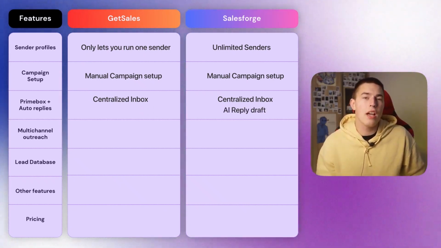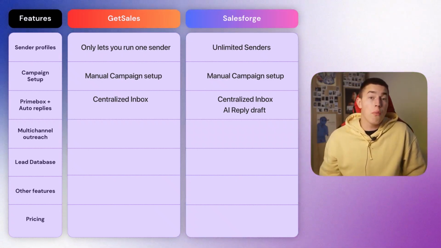But here's the difference. Salesforge also includes an AI reply draft feature that uses your company information to suggest responses. This helps you reply to prospects faster and increase booked sales rate. GetSales, on the other hand, doesn't have this feature.